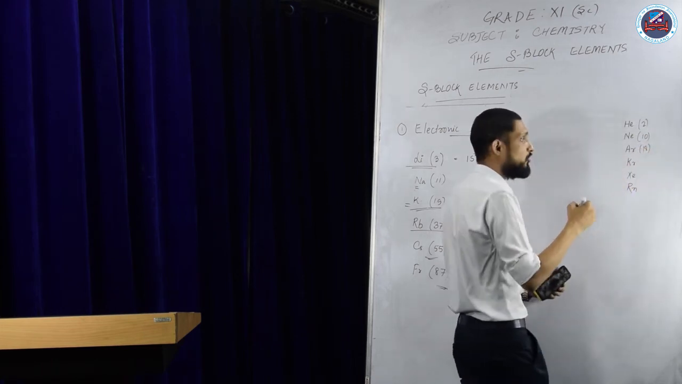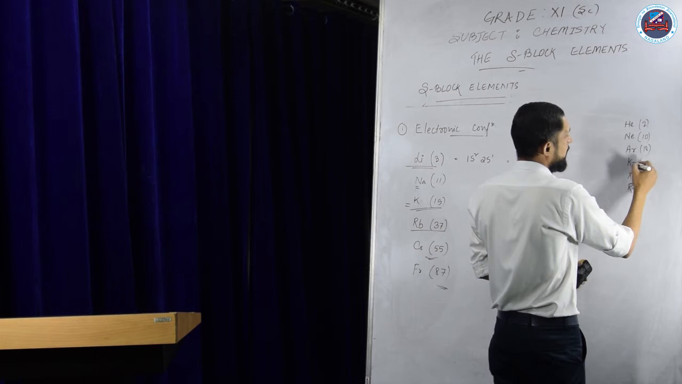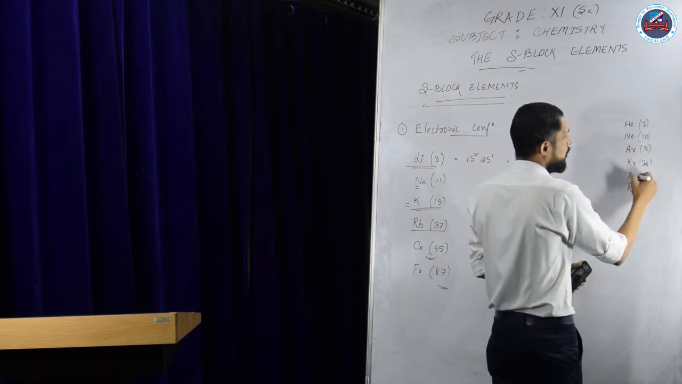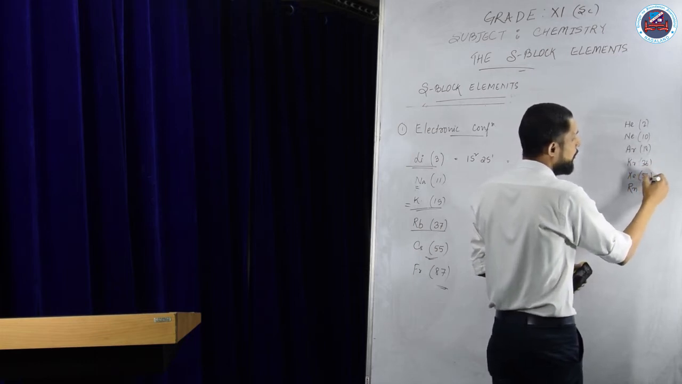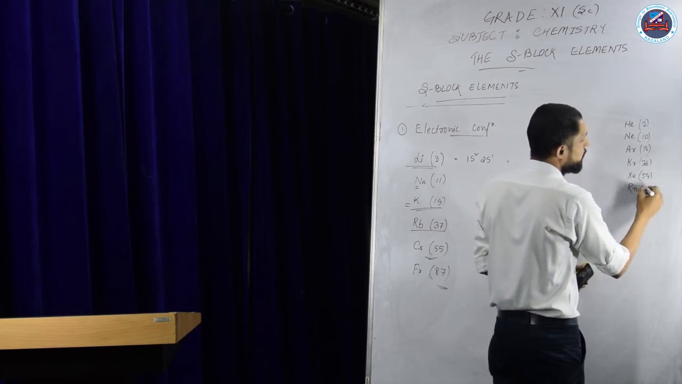We can use the same magic number. Krypton: 18 plus 18, 36. Xenon: 36 plus 18, 54. Radon: 54 plus 32, 86.